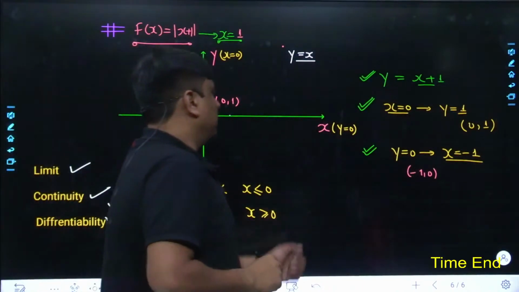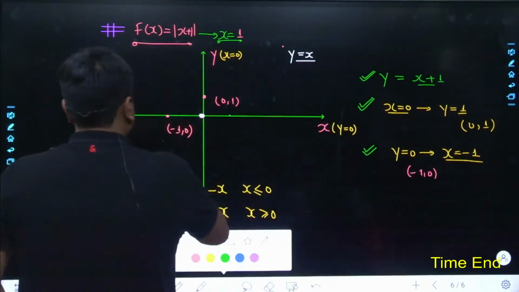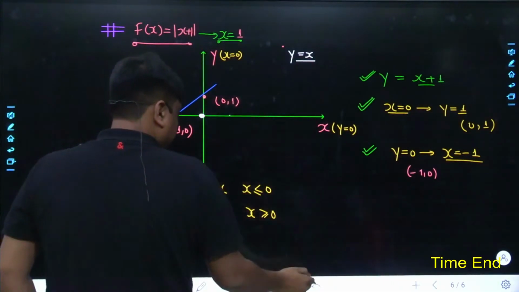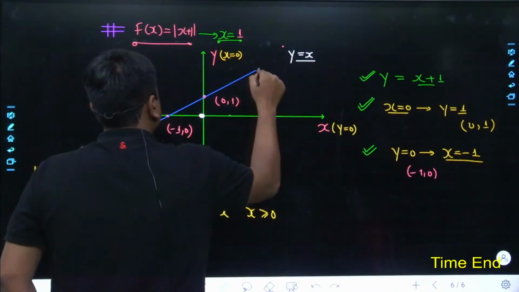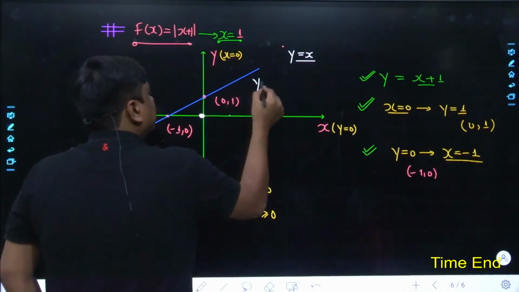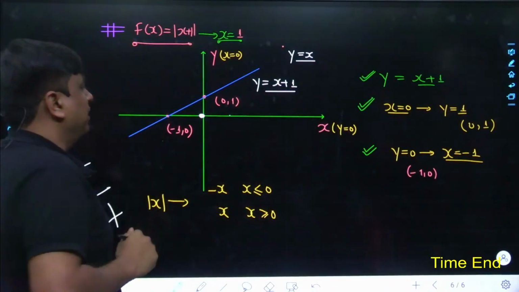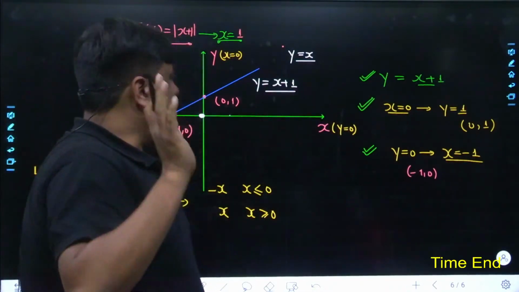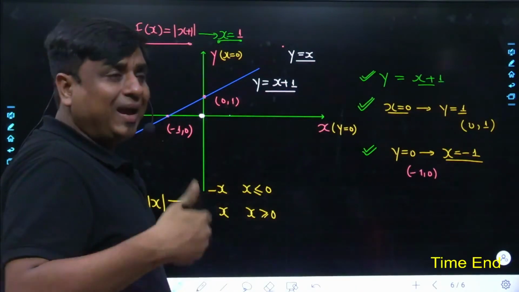Again, I would draw y equals x plus 1. So this is the curve now, which would pass through these two points, and this is the curve of y equals x plus 1. But my basic concern is not y equals x plus 1. My basic concern is y equals the magnitude of x plus 1.